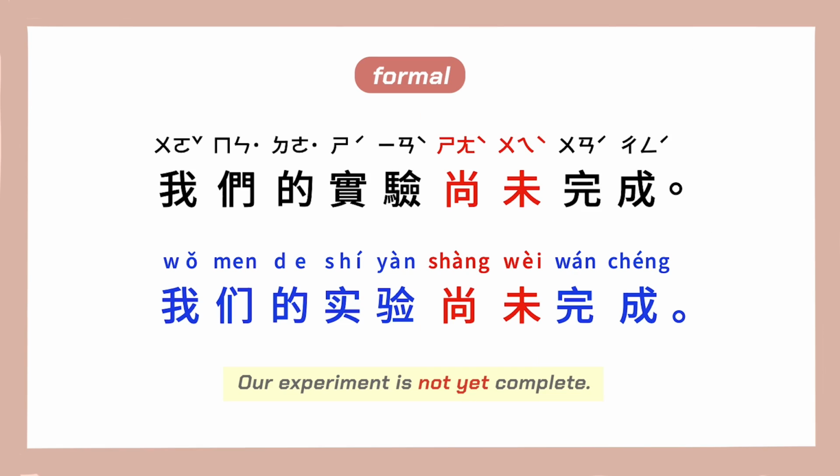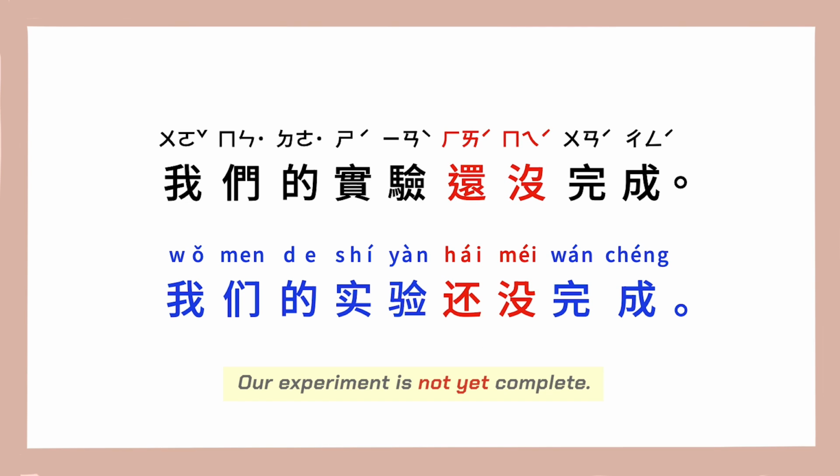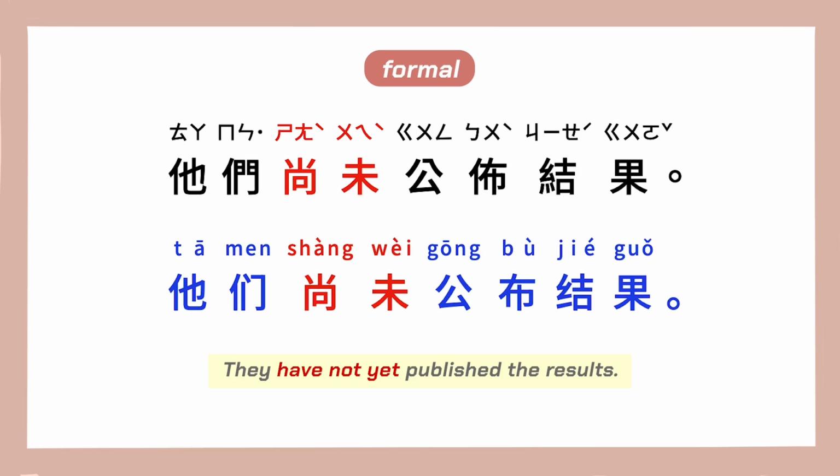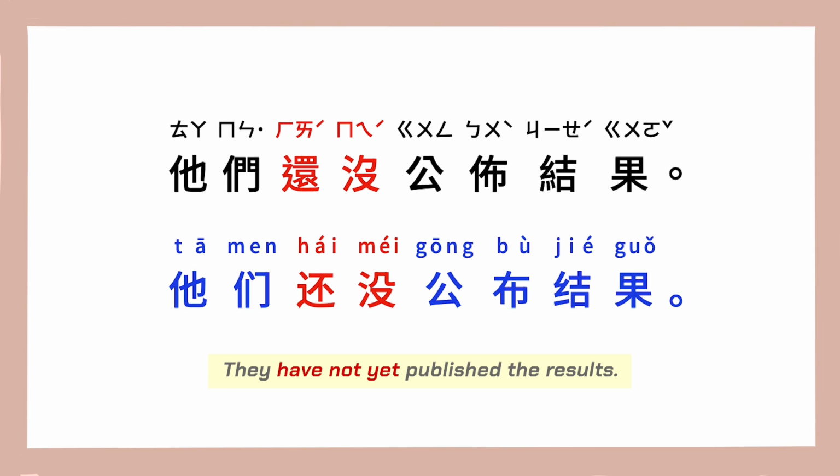For instance, 我们的实验尚未完成。It expresses the meaning of 我们的实验还没完成。Our experiment is not yet complete. Another example, 他们尚未公布结果。This means 他们还没公布结果。They have not yet published the results.